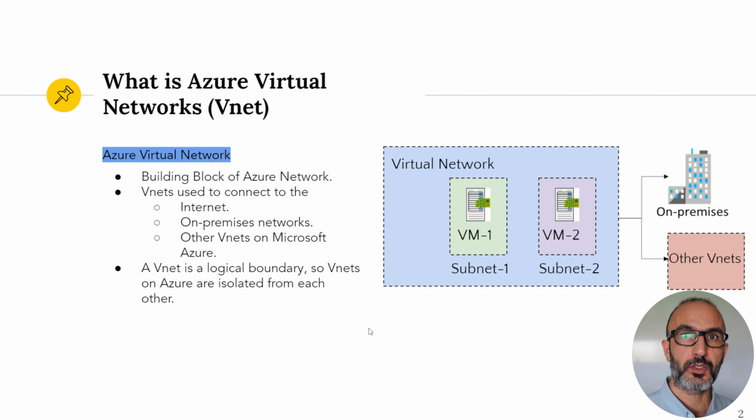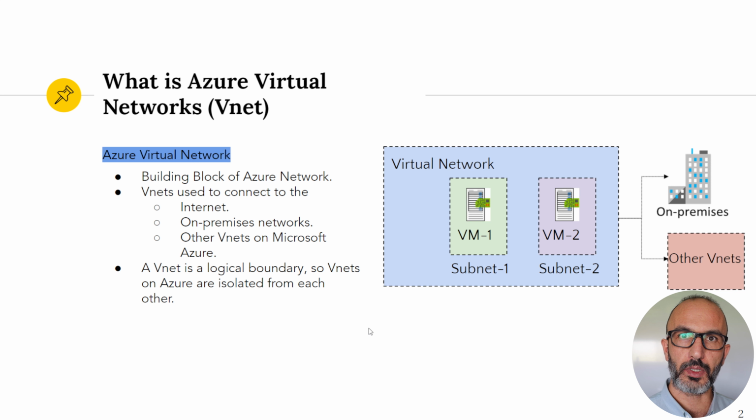Azure Virtual Networks, or what is commonly called VNets, are the building blocks of Azure networking. VNets are used to connect your resources, like your virtual machines, to the internet, to your on-premises network, and to other resources on other VNets on Microsoft Azure.